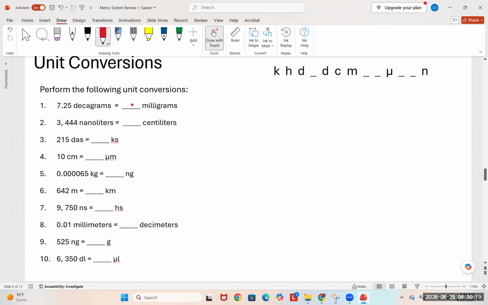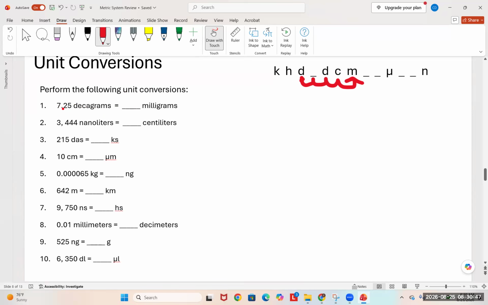So for doing these conversions, really it's about knowing the correct place on this kind of chart here. For instance, if we're going from decagrams to milligrams, we're starting here at deca and we're moving over here to milli. So in order to do that, we're going to start at deca and move 1, 2, 3, 4 places to the right.